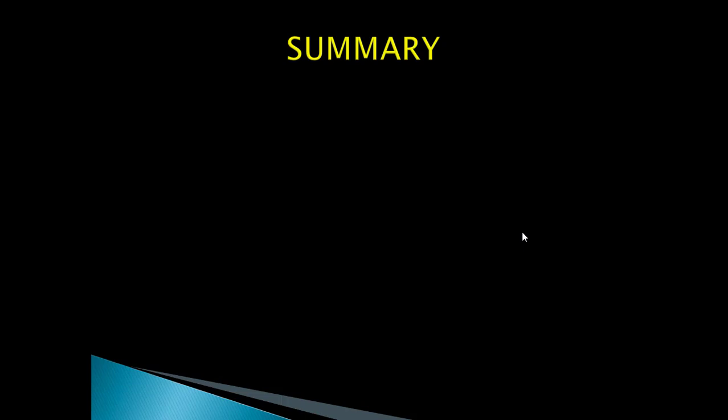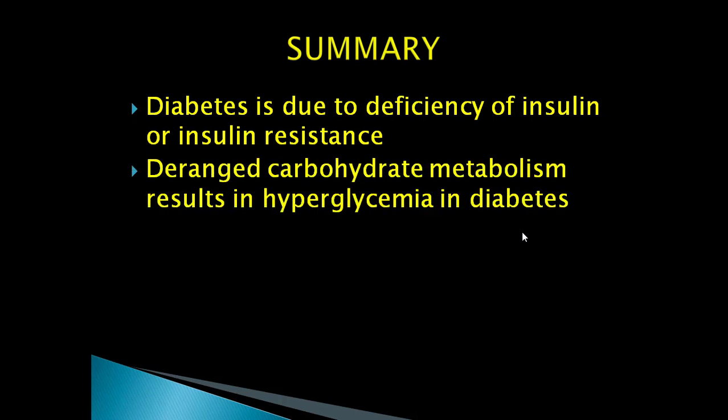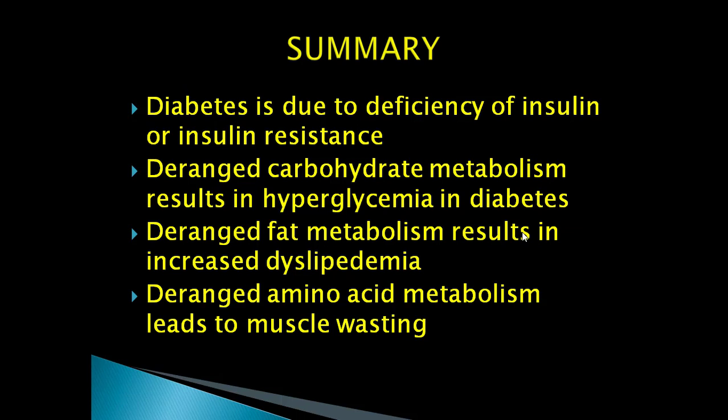So if you summarize the metabolic derangements observed in diabetes mellitus, diabetes is due to deficiency of insulin or insulin resistance. There is deranged carbohydrate metabolism in diabetes resulting in hyperglycemia. There is also derangement in fat metabolism that results in increased lipid levels in blood, or dyslipidemia, and also derangement in amino acid metabolism ultimately leads to depletion of protein store and muscle wasting.